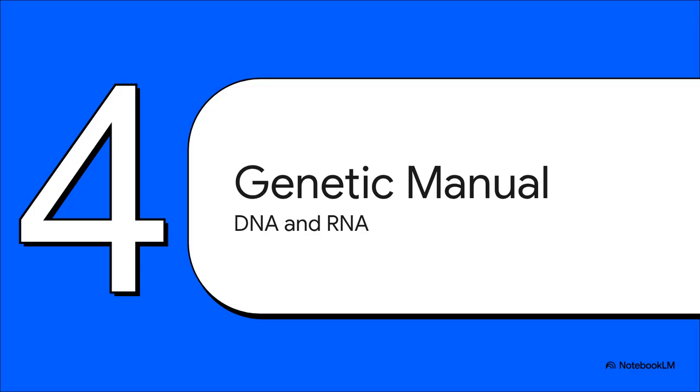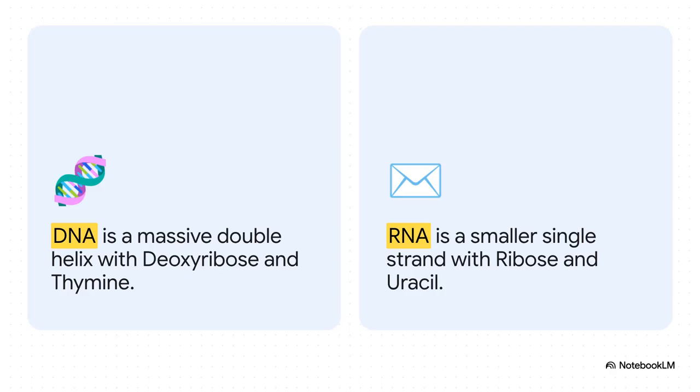Section 4. The Genetic Instruction Manual. So we know how the protein workers are built, but who's actually giving the orders in our cellular factory? How does the cell know which sequence of amino acids to string together in the first place? Well, those instructions are held in nucleic acids, specifically DNA and RNA.